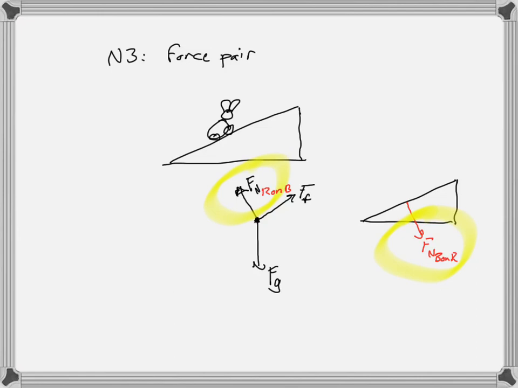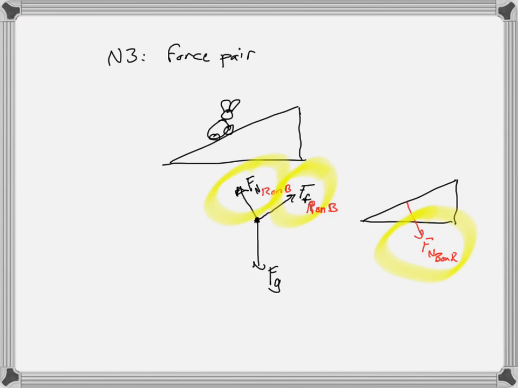Okay, so what about the frictional force on the bunny? Does the frictional force have a third law pair? Yes, it must. The frictional force is still the ramp on the bunny, right? So there's a frictional force of the ramp on the bunny. It's different from the normal force, but it's still from the ramp on the bunny.